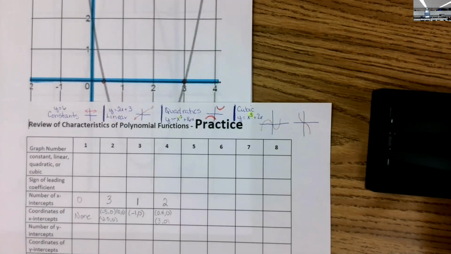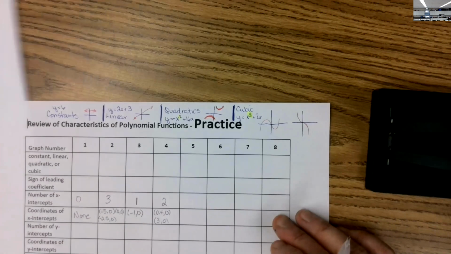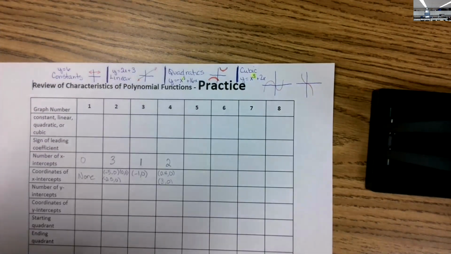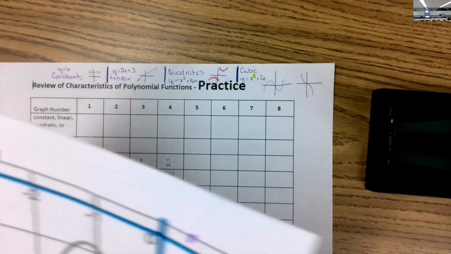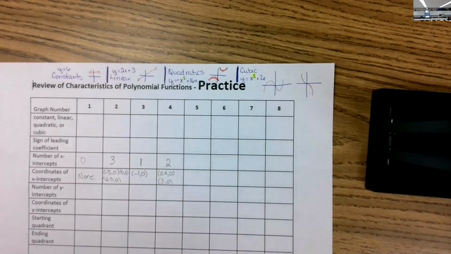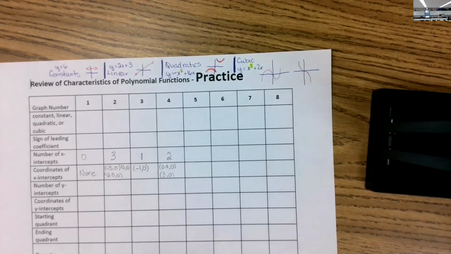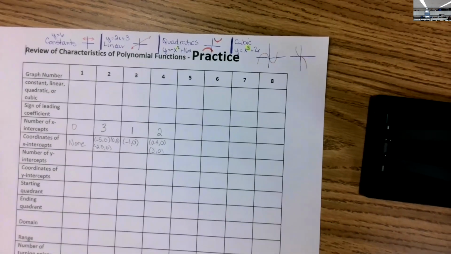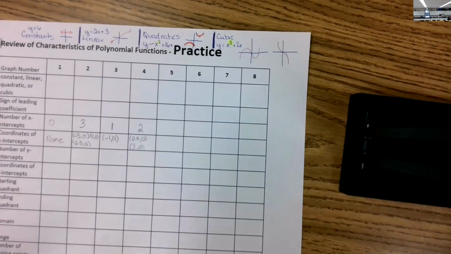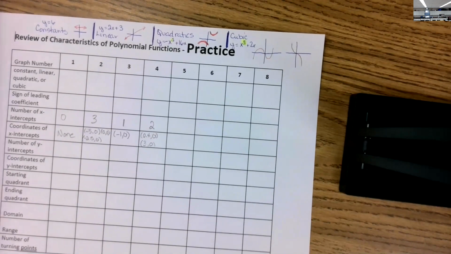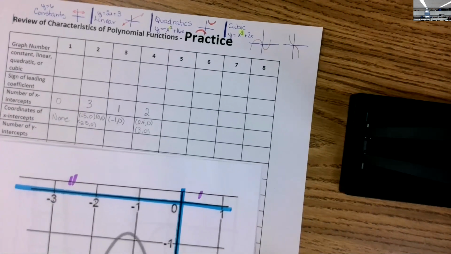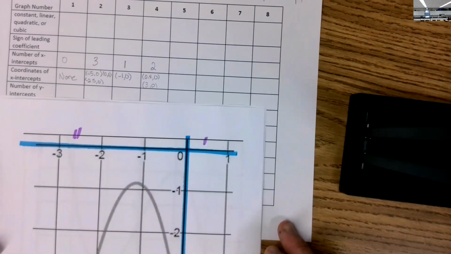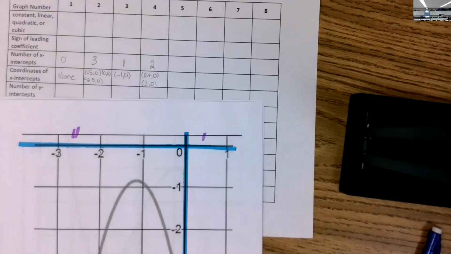So I would like you all to continue. I'm going to stop for a minute, and I want you to go through the rest of the graphs. And for each of them, I want you to write the number of x-intercepts and the coordinates of them. While you're doing that, I can check what's going on with everybody here.